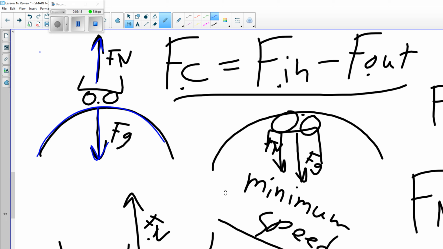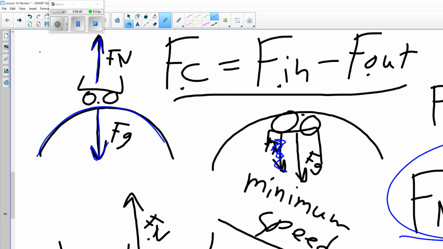And if you are going just the minimum speed, what does Fn equal in that situation? 0. Right, because you're not pushing on the track. Gravity is keeping you in the circle. How heavy do you feel if that is true? 3 times your weight? Or how many G's are you pulling? 3. Okay, just little things to remember, wording, stuff like that can come up.